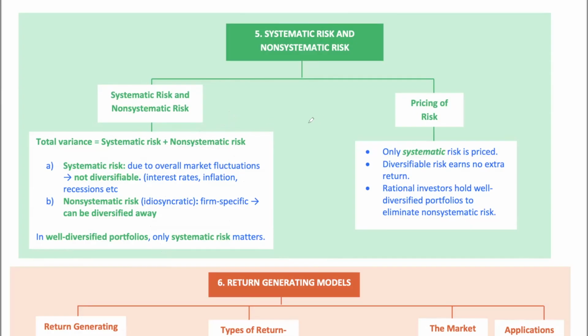All right, so the CFA exam loves to ask this kind of question. Which type of risk is actually priced in the market? And the answer is always the same: systematic risk, and only systematic risk. Now, if they follow up with, well, why not non-systematic risk? Just keep this in mind, because non-systematic risk can be diversified away. That's it. That's the entire logic.